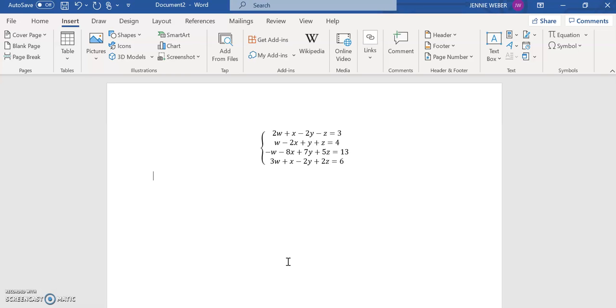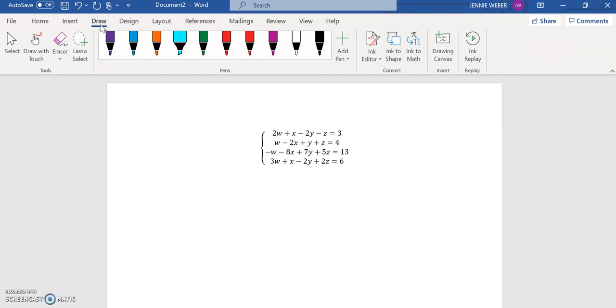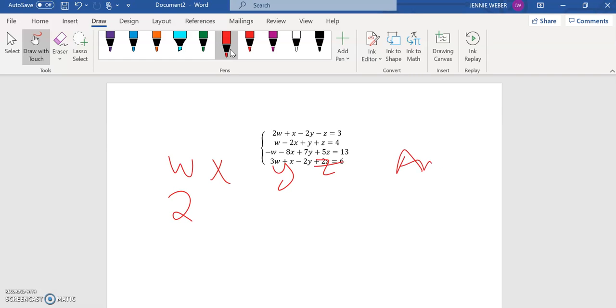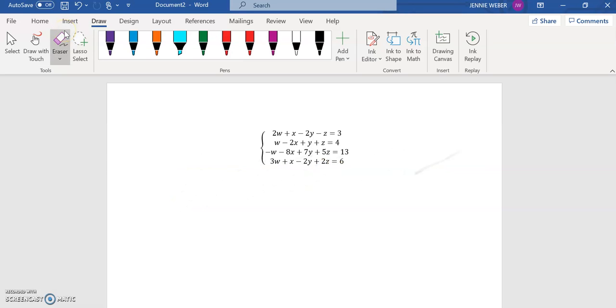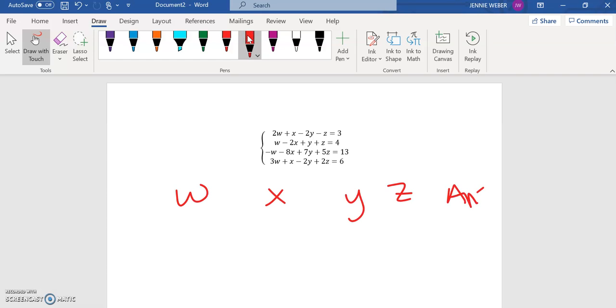So the first thing you're going to do, because obviously you don't know that when you look at the first system, is you're going to rewrite it into a matrix just like you do anything else. So I'm going to do that. I always write W, X, Y, Z, answer across the top. Actually, let's move it down a little bit so I can see here. I always start by writing W, X, Y, Z, answer so that I know for later what's what.